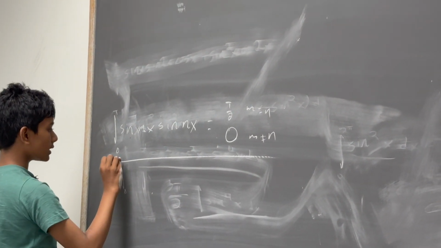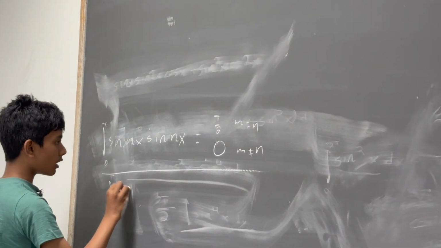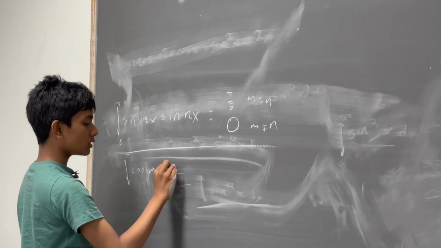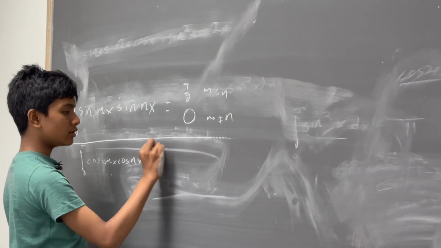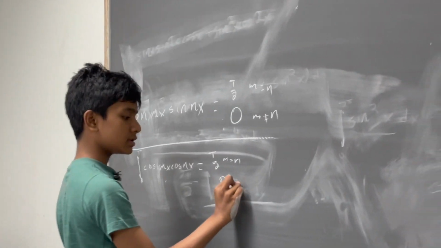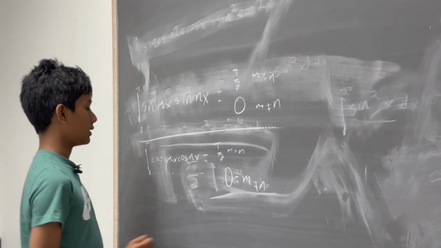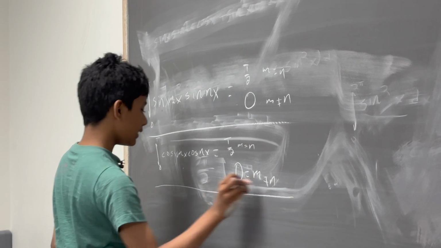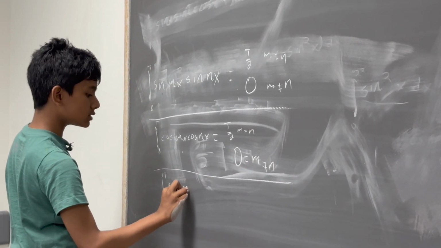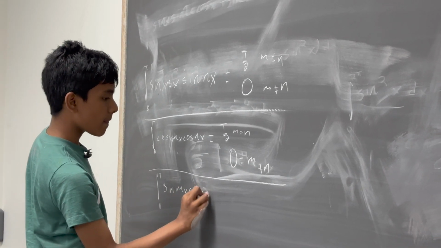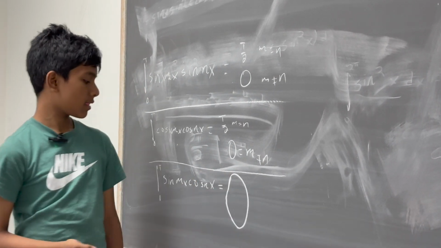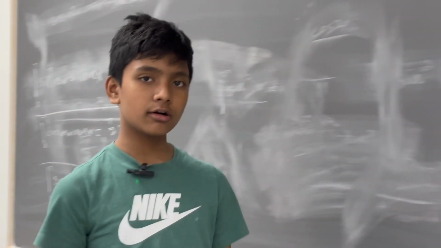Same thing if you've got cosine. This is just going to be T over 2 if m is equal to n, and 0 if m is not. And finally, if we have the integral of sine mx cosine nx, or vice versa, this is always 0, no matter what. All right, there we go.